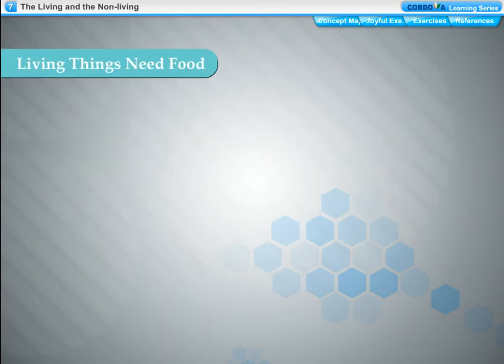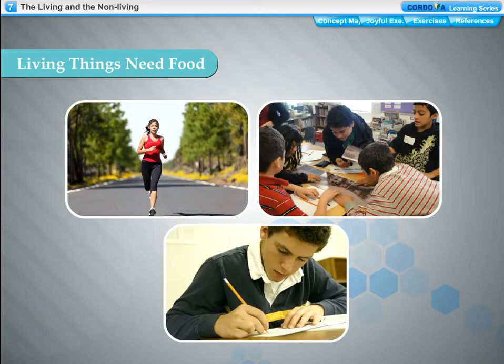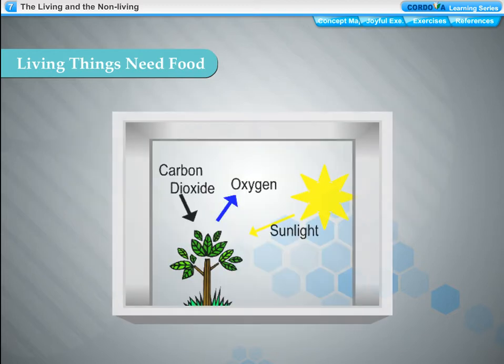Living things need food. Can we live without food? No, we cannot. We need energy to perform various activities like running, reading, and writing. We get this energy from the food we eat. Food is also required for growth and repair processes. All green plants prepare their own food by taking in carbon dioxide and water in the presence of sunlight and chlorophyll by the process of photosynthesis.